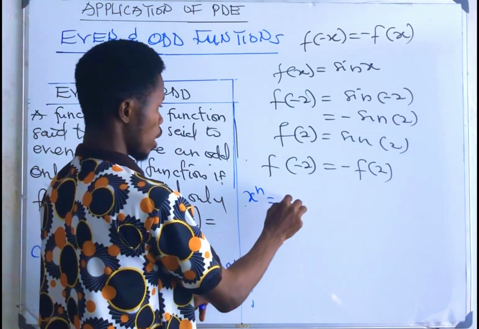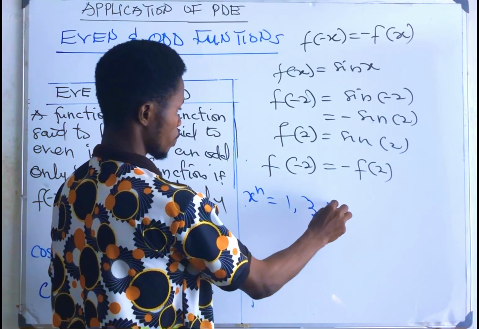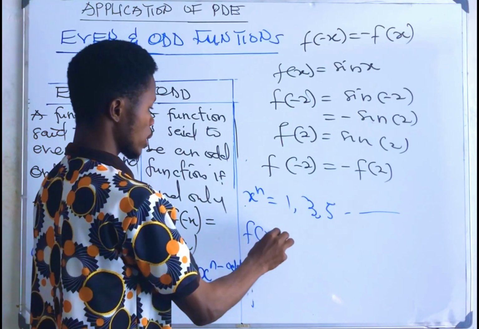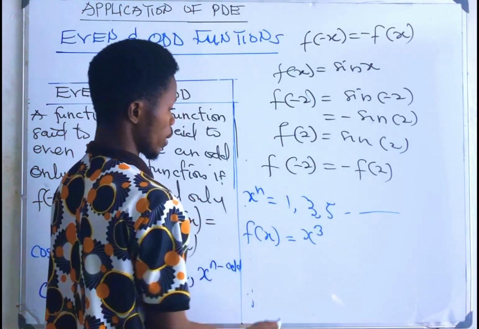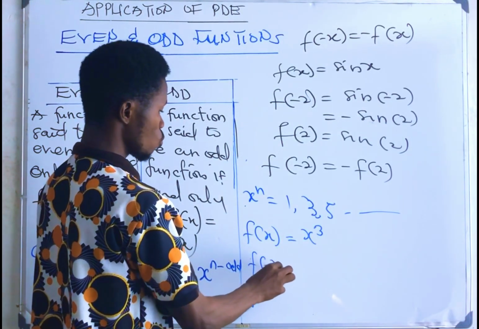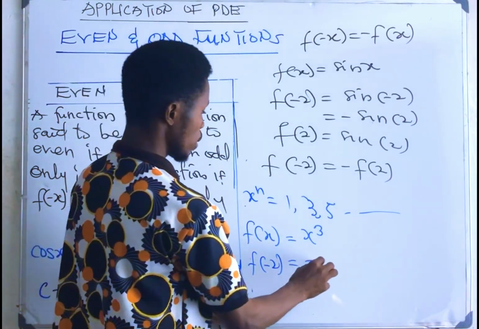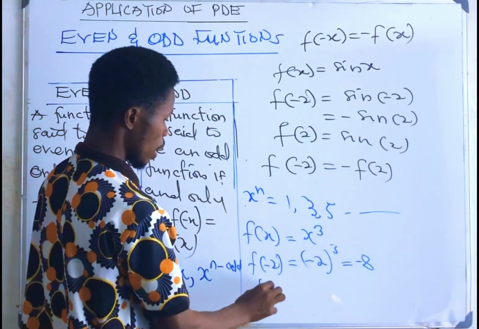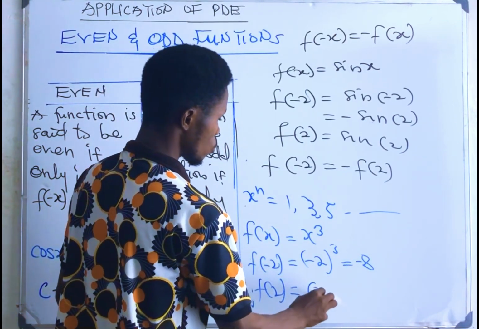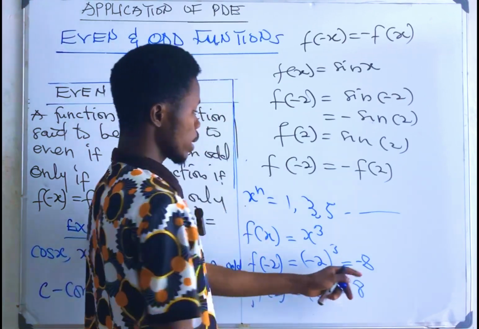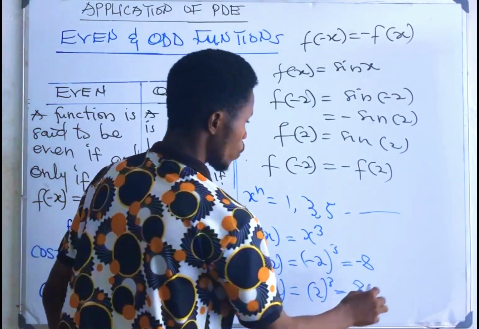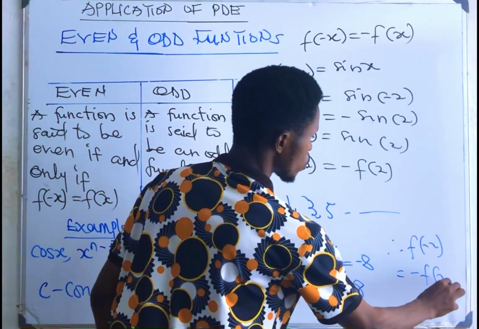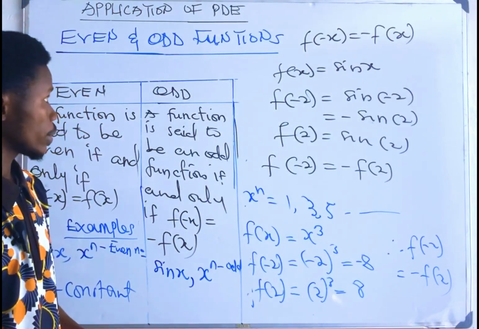So we can have n to be 1, 3, 5, and so forth. So an example is, if I have f at x equals x to the power, let's say 3, what do we get? F at negative 2 is going to give us negative 2 to the power 3, which is negative 8, right? F at positive 2 is 2 to the power 3, which is what? 8. You can see negative 8, positive 8. So therefore, f at negative 2 is equal to negative f at what? 2. So this is how we prove it.